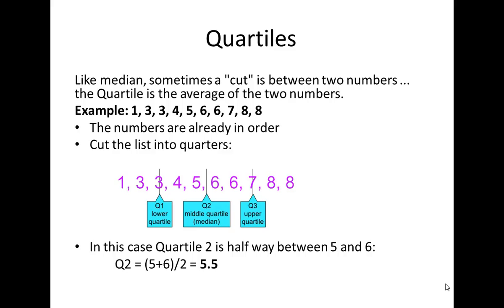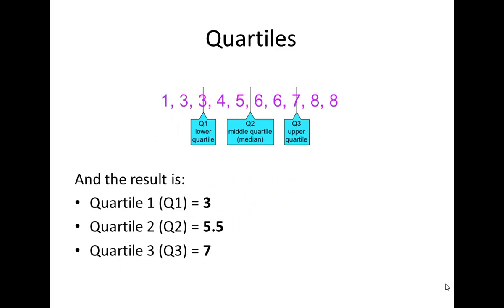In this example, quartile 2 is halfway between 5 and 6. We find that value by adding 5 plus 6 and dividing the sum by 2. Quartile 2, also called the middle quartile or the median, is 5.5. Let's find the lower and upper quartiles.